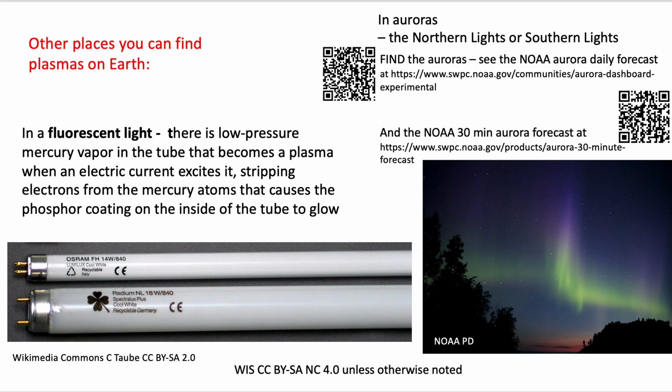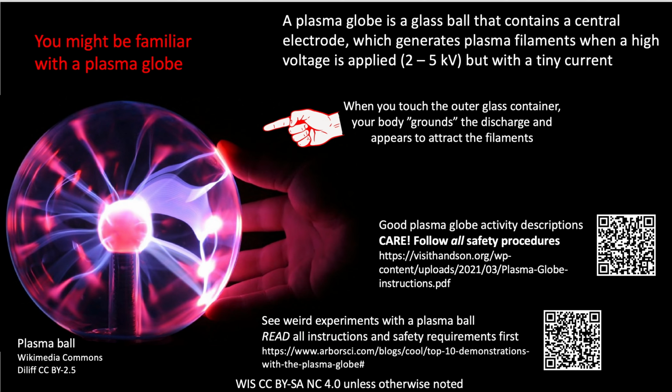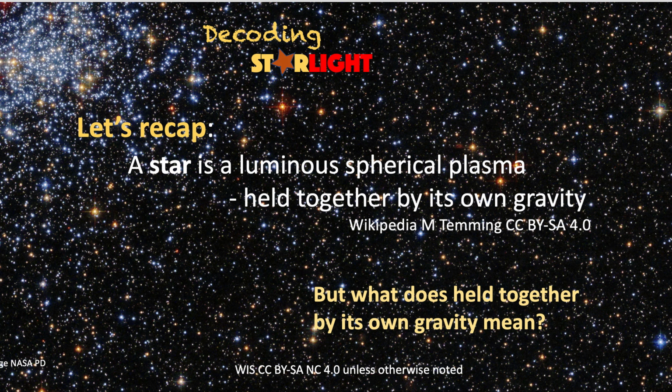And in auroras, the northern lights or southern lights, and if you're far enough north, you'll be able to see them. Occasionally they come a little bit further south. And you may know about plasma globes. And you've got a central electrode there with, again, a very high voltage. And you can read a little bit more about there. And the QR codes, a couple of activities, but please follow all the safety precautions as you are doing those activities. And so, let's recap.